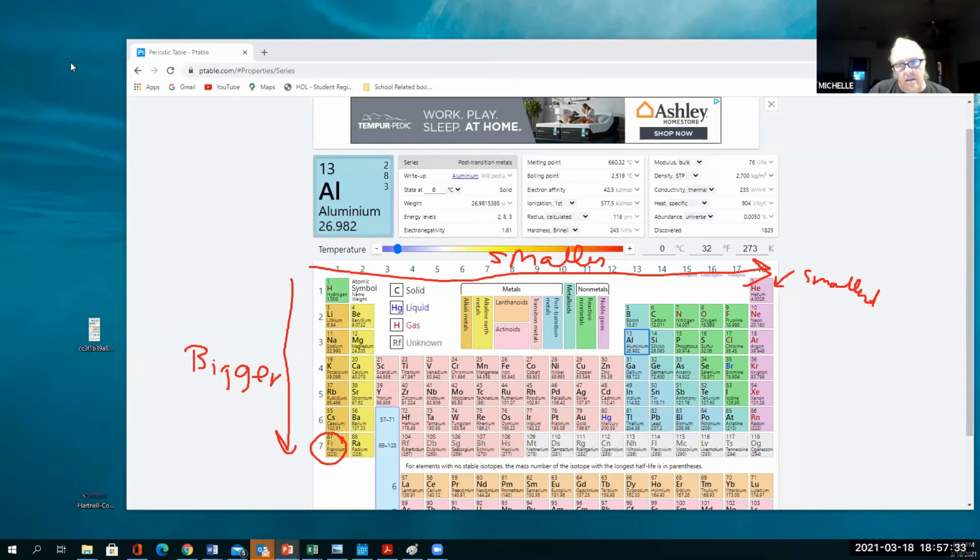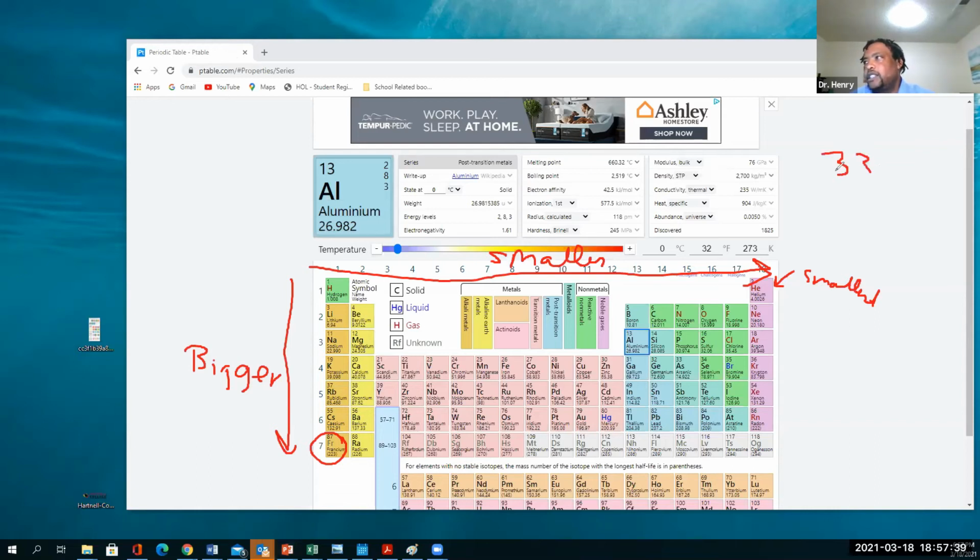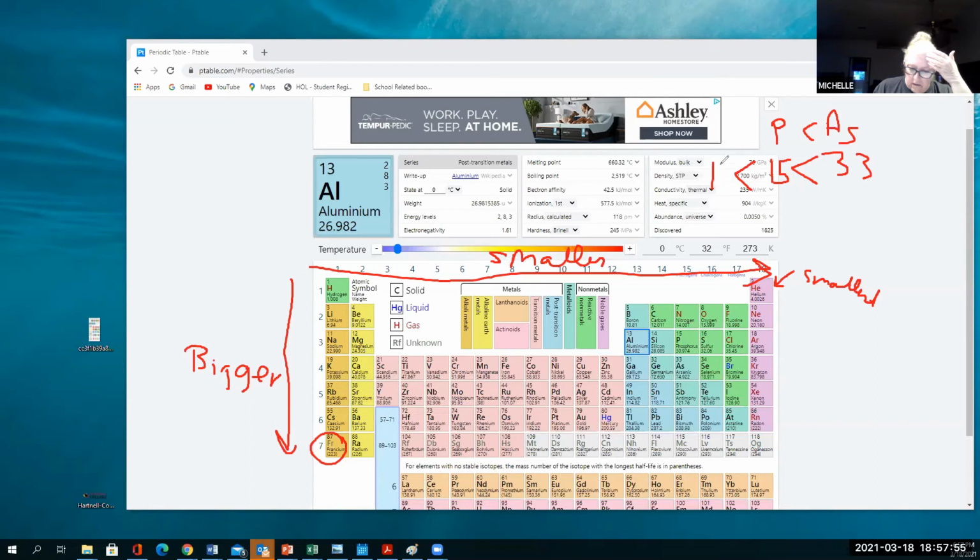33. Okay, so 33 is going to be our biggest. Then who's going to be next? Phosphorus, P. Okay, so that's 15. So phosphorus, and this is arsenic. Okay, and then who's going to be the smallest? 16, sulfur.